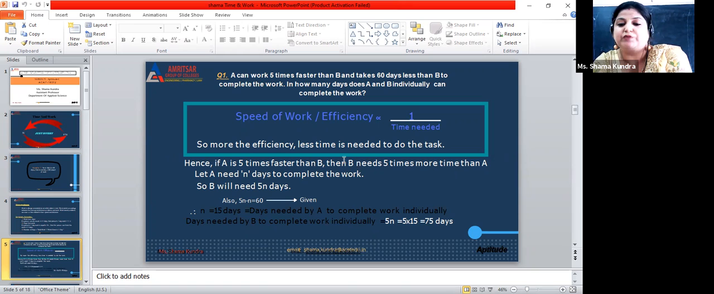B takes 5 times more time than A. That means if A is doing a work in just 1 minute, in how many minutes will B do the work? 5 into 1 minute. That will be 5 minutes. So this proves that if B is doing the work in 5 minutes, A will do it in 1 minute. That means A is 5 times faster than B.